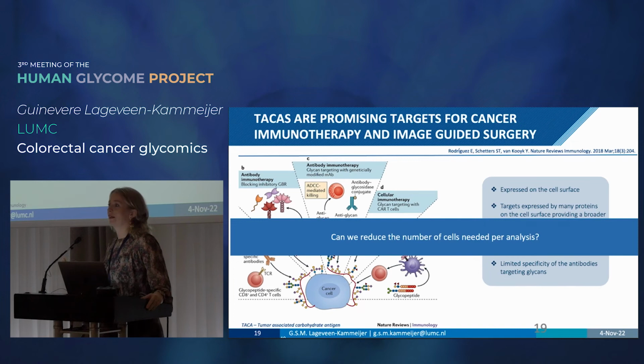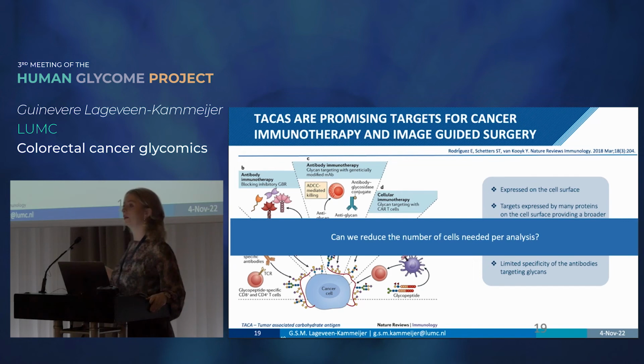But another part that I would like to highlight, because I just started a new position at the University of Groningen, is that we also want to focus on single-cell glycomics. We started this work at Leiden University Medical Center, where we looked at whether we can reduce the number of cells needed for the analysis. So now we need 20,000 cells. It's a small amount, but still there's a chance that you have quite some heterogeneity there.